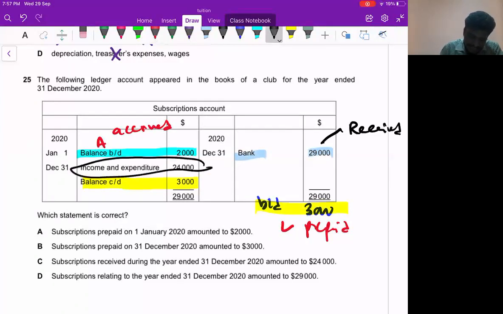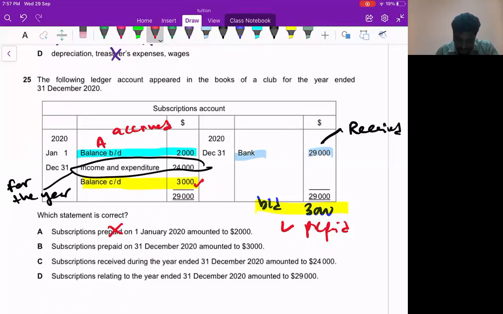Income expenditure. What is income expenditure? This is the subscription for the year. Regardless of whether you receive it or not, how much for the year is income expenditure. So the question asks, which statement is correct? Subscription prepaid on the 1st January. No, 1st January is accrued. Subscription prepaid on the 31st December. Yes. This looks correct, but wait, let me check C and D.